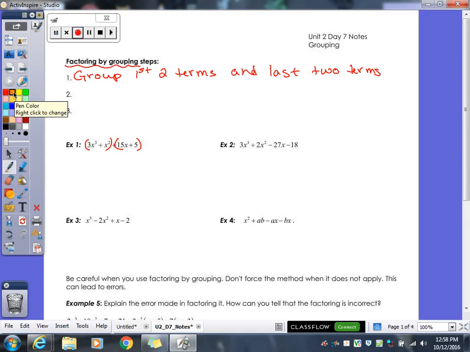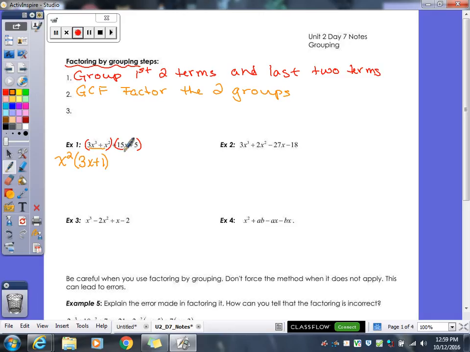Second step, you're then going to GCF factor your 2 groups. Looking at our first example, looking at my first grouping, I have 3x cubed plus x squared. What would be our GCF here? x squared. Then I would be left with a 3x plus 1. And yes, you have to have that plus 1. It's kind of like a placeholder.